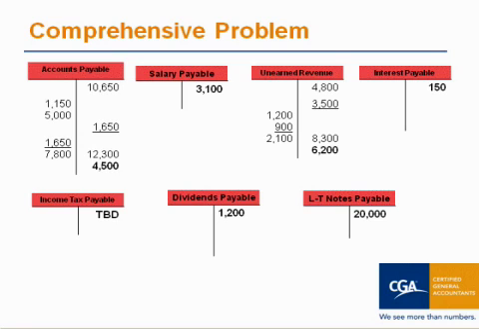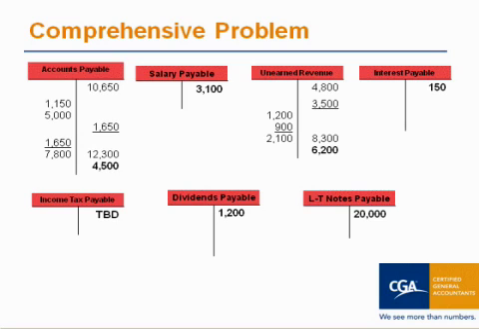That completes our assets. Let's move on to our liabilities. With accounts payable, if we sum up transactions for November and December, we have $7,800 on the debit side, and we have $12,300 on the credit side, leaving us a credit balance of $4,500. Salary payable, we just have a credit balance of $3,100.